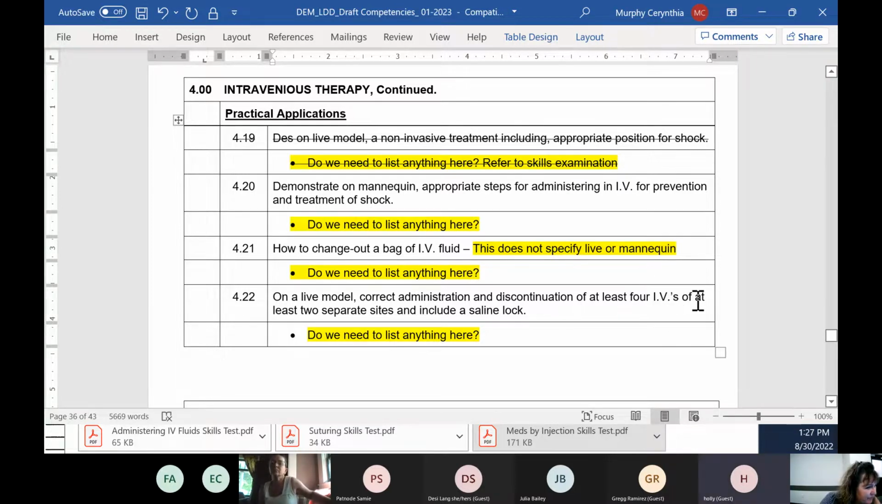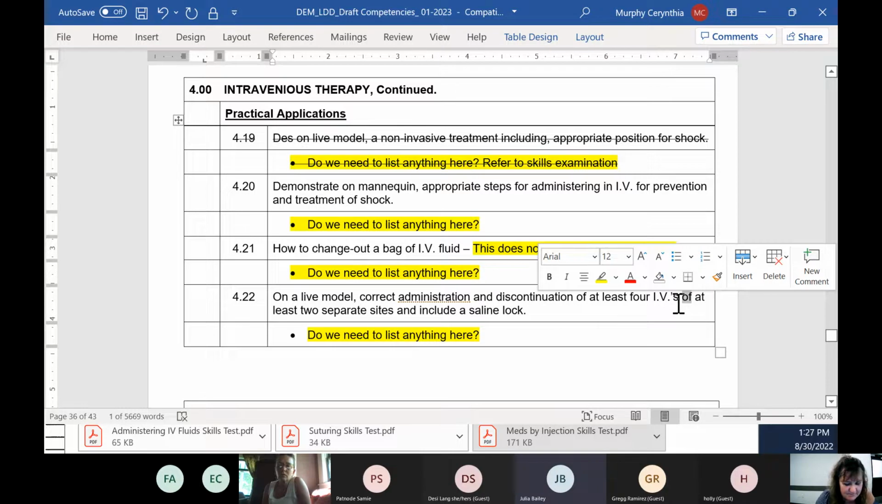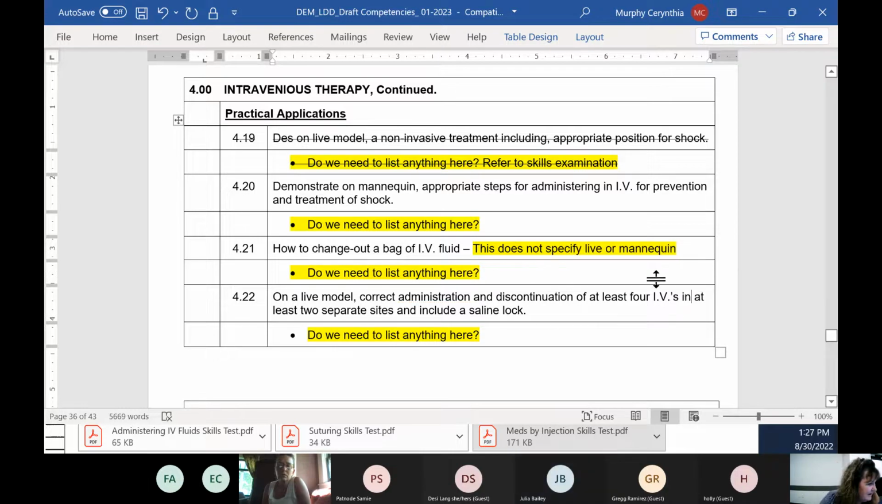Or in this case, 3.5. So on a live model, correct administration and discontinuation of at least 4 IVs in at least 2 separate sites, and include a saline lock. Okay, so after live model, comma, put the word demonstrate. There you go.